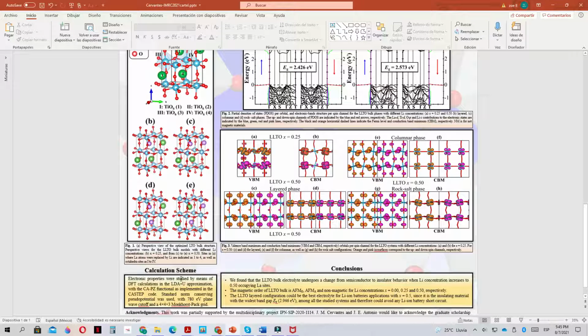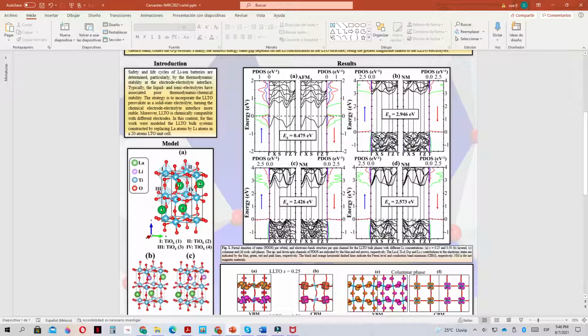Calculation scheme. Electronic properties were studied by means of density functional theory calculations in the LDA plus U approximation with the CA-PZ functional as implemented in the Quantum ESPRESSO code. Standard norm-conserving pseudopotentials were used with a 780 electron volt plane wave cutoff and a 4x4x3 k-point grid.